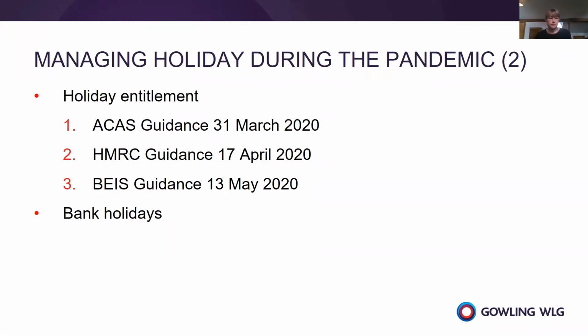guidance as well. The HMRC's guidance, the first guidance actually that was published in relation to holiday entitlement, came out on the 17th of April, but it was the 4th version of the guidance. So no wonder everybody was scratching their heads up until that point about what furlough and the pandemic actually meant to holiday entitlement, holiday pay and so on. And then we had BEI's guidance introduced on the 13th of May.